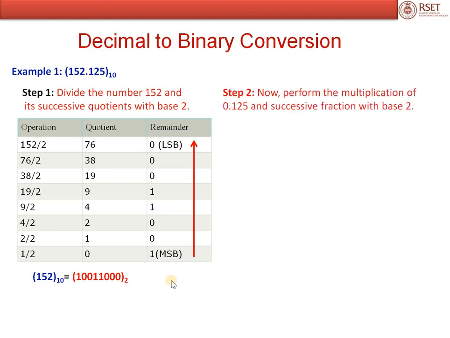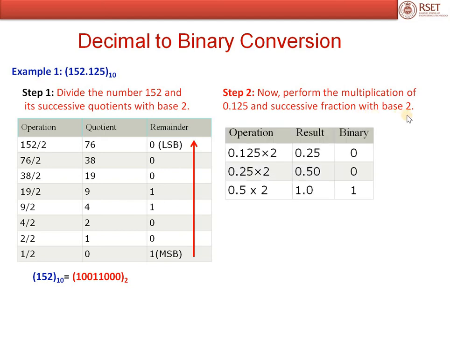Similarly, for the fractional part, perform the multiplication of 0.125 and successive fractions with base 2. So here 0.125 is multiplied with 2, because for the binary case its base is 2. Multiplying with 2 gives a result like this, and we consider its integer part. Here the integer part is 0, so the corresponding binary value is 0.